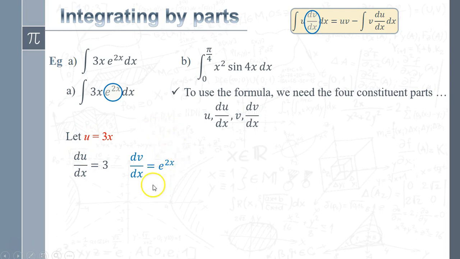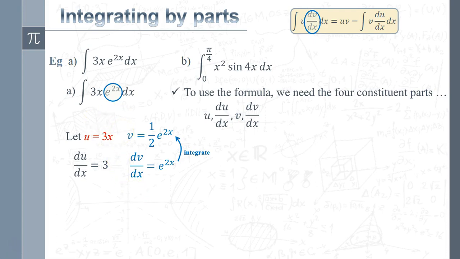So I always set them out this way around. That's just me, but it gives me structure to work with them. So now, if I want to work out what v is, I've got to integrate this thing here. So if I integrate e to the 2x, I get half e to the 2x. And so I've now got my 4 bits.